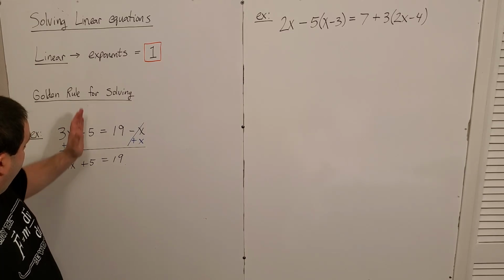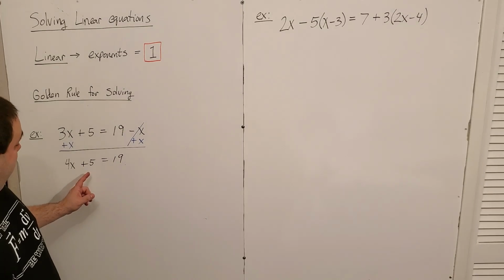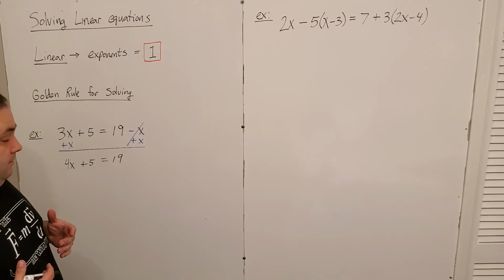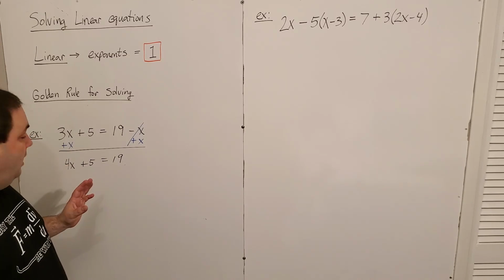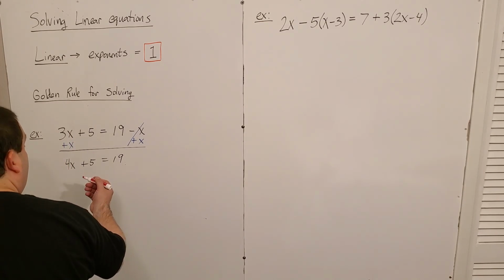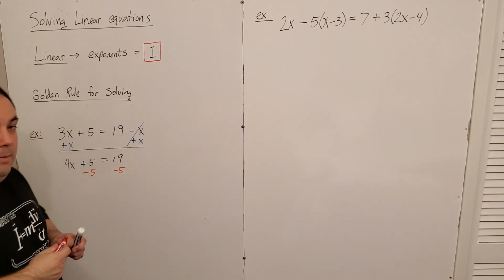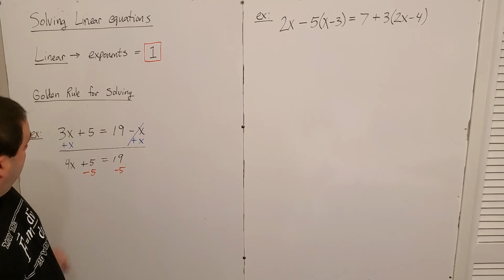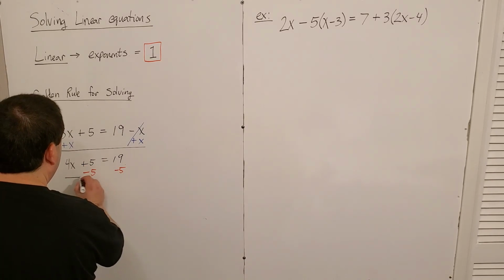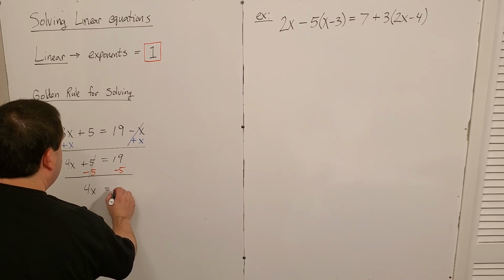So I still have the 5 and the 19 here. Again, I have something that's in my way of solving. The 5 is on the incorrect side of the equation for what I want, right? I want just letters on one side, okay? So in this case, I'm going to subtract 5 from both sides. Again, not because I'm moving, because I want to get rid of this 5. That's going to leave me with 4x is equal to 14.